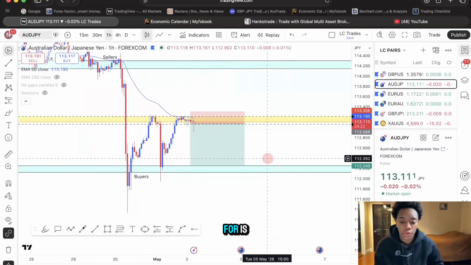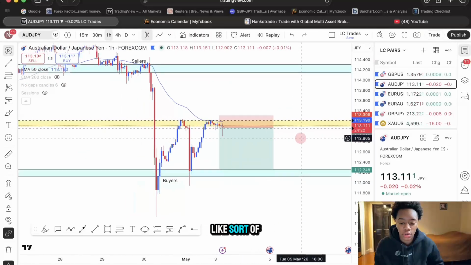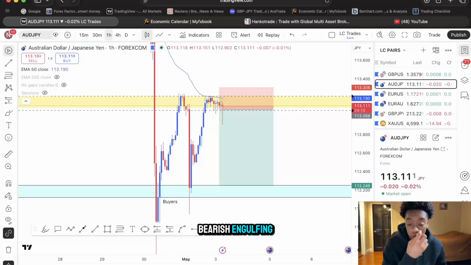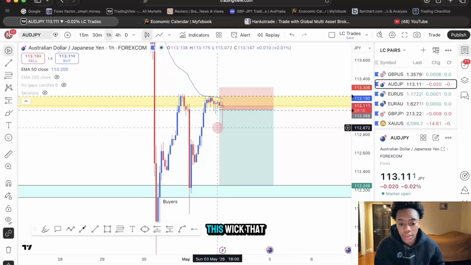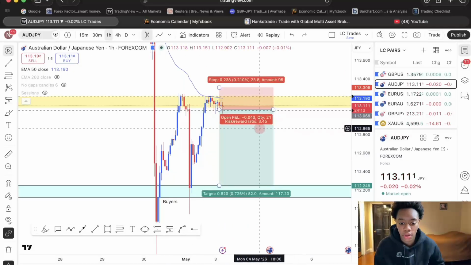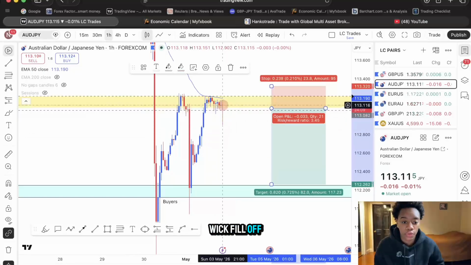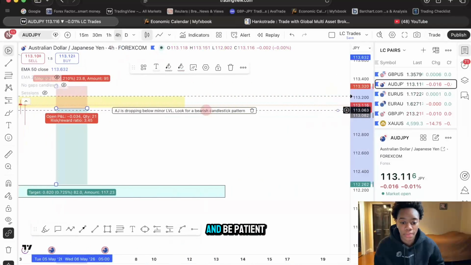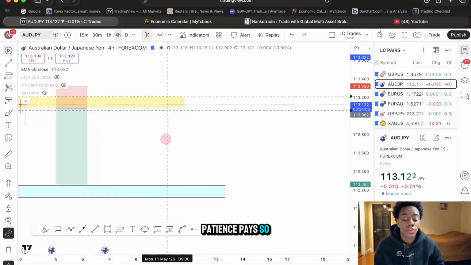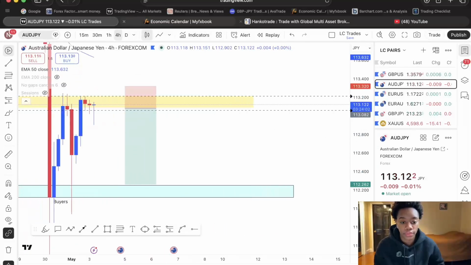So right now what I'm looking for is sort of a candlestick pattern, like maybe a bearish engulfing, and then I'm gonna hop in. This wick that just happened is perfect because we could probably get a wick fill off of that. We just honestly have to wait and be patient. Patience pays.